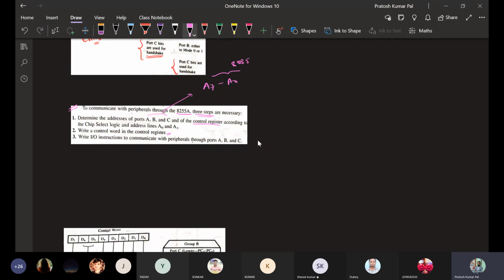Once we have written the control word register, we make the connections, whether it should work in input output mode, or be reading the data or writing the data. Those control signals we send to communicate with any peripheral device through these ports A, B and C of the 8255. So these are the three different steps we need to follow.